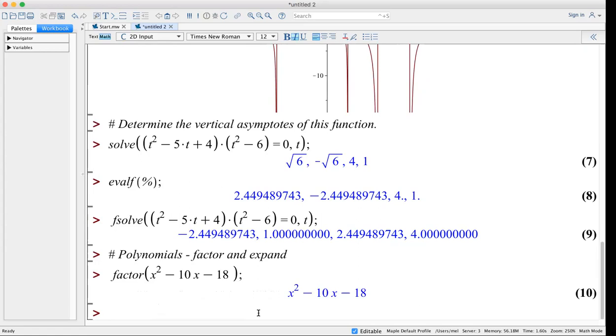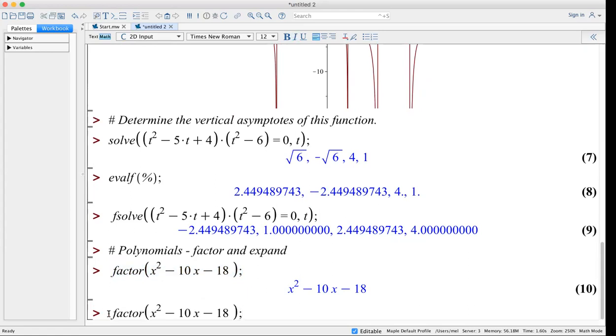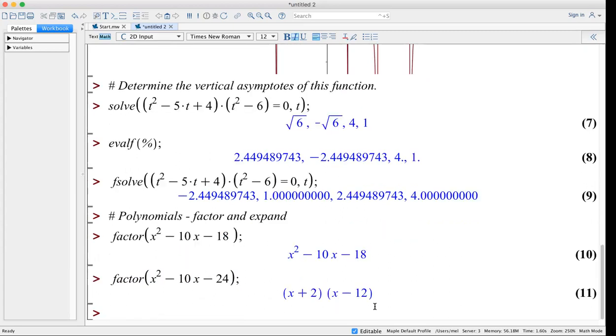Well, looks like this polynomial doesn't factor at all. I mean, if Maple doesn't factor it, it can't be factored. Suppose I have this polynomial. That does factor. Maple factored it.